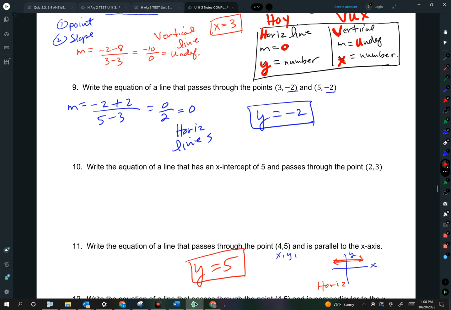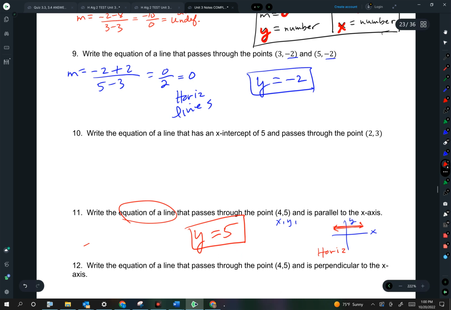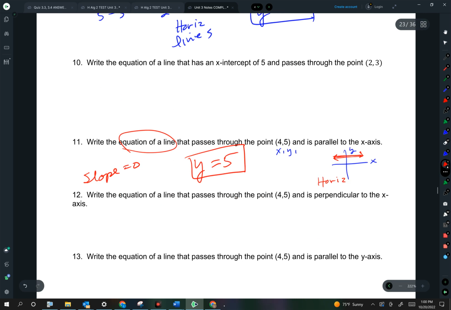Don't say 0. The slope is 0, but that wasn't the question. The question was, what's the equation of the line? If they had said, what's the slope, you would say the slope is 0. But that was not the question. Okay?